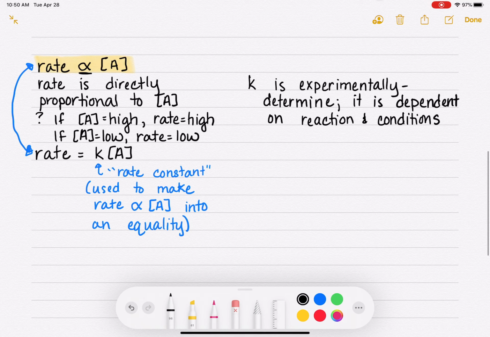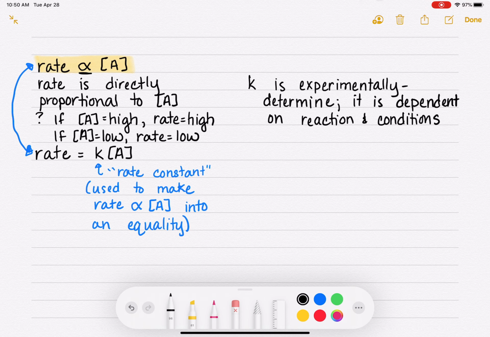So the k for a reaction at 25 degrees might not be the same as the k for that exact same reaction that's being run at 50 degrees. So when you are solving these types of problems, you're never going to consult some sort of data table or appendix to look up a k, very much like you would never look that up for a capital K as well.